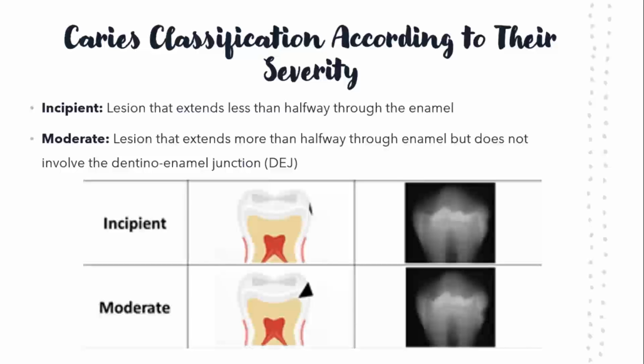Incipient is a lesion that extends less than halfway through the enamel. Moderate is a lesion that extends more than halfway through the enamel but does not involve the dentino-enamel junction or DEJ.